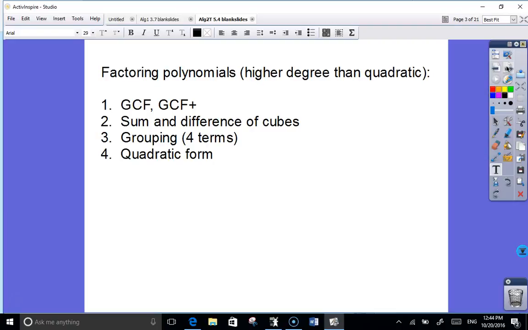We have two new formulas for sum and difference of cubes. We have grouping, which is a new technique, but actually it's something that you did before, but I'll show you where you did it. And then we do what they call a quadratic form, or in some books they call it quadratic type. But in a way, it's kind of bringing us back to what we did with quadratics. So those are the four things.